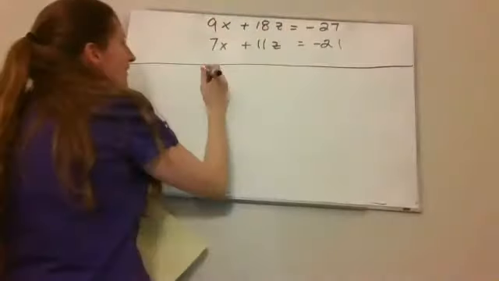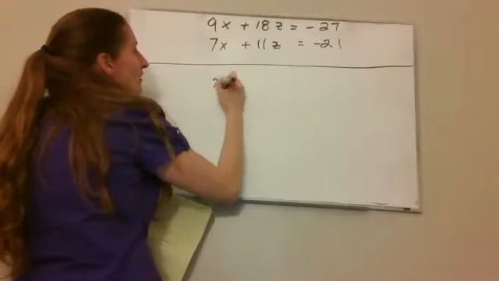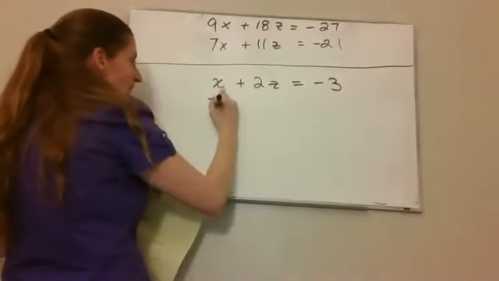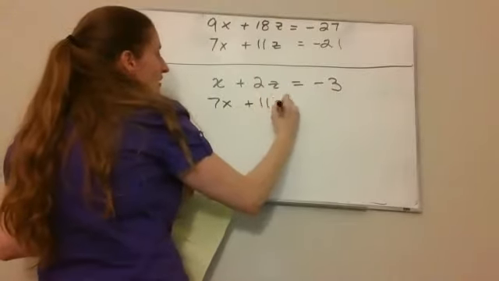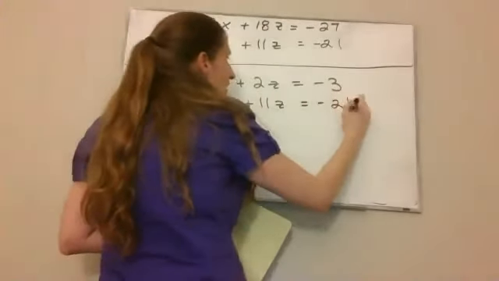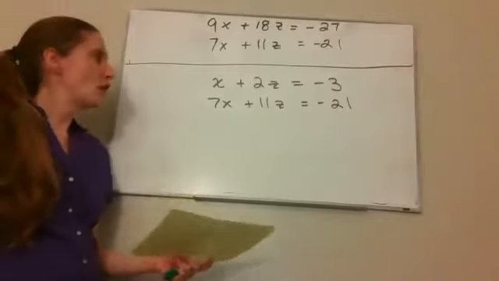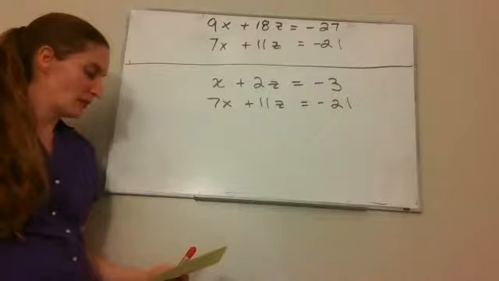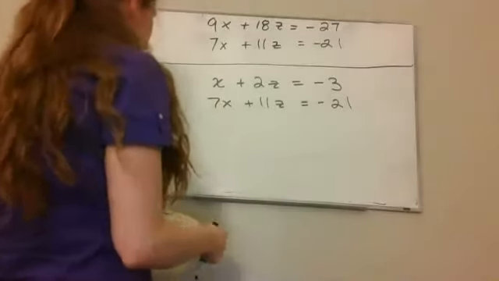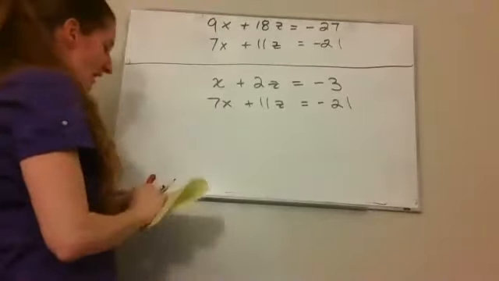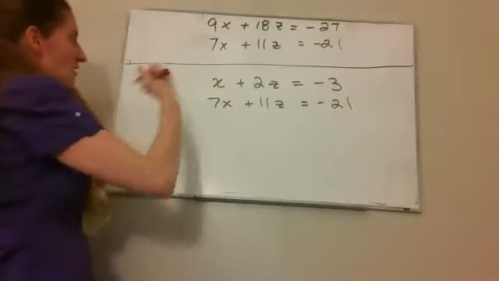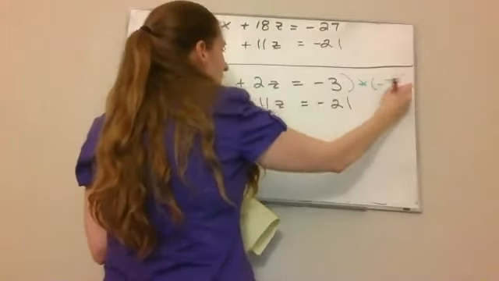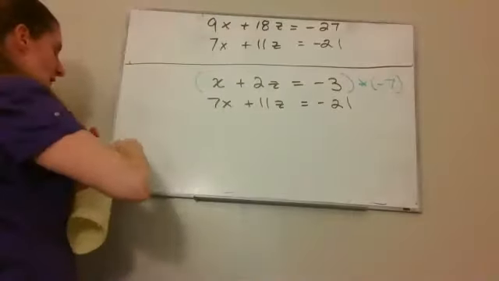If I divide everything in the first equation by 9, we get x plus 2z equals negative 3. And my second equation did not change. So if I'm going to try to solve this with either substitution or elimination, I would probably do elimination. And what I would do is eliminate the x. Then I can just multiply the top equation by negative 7 to eliminate the x.